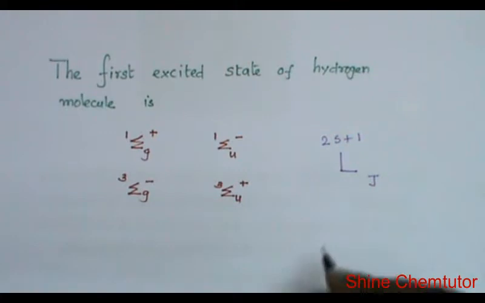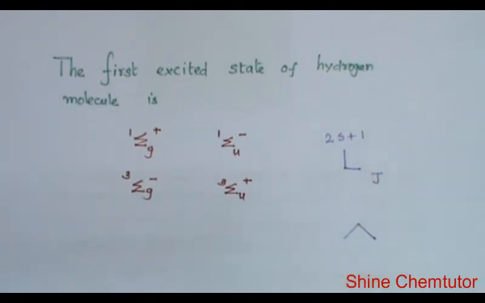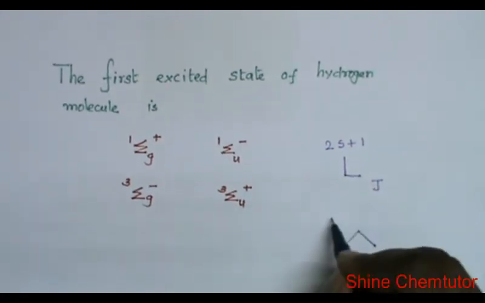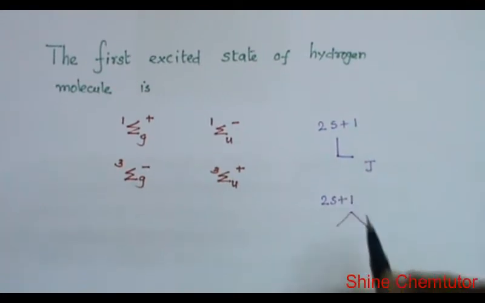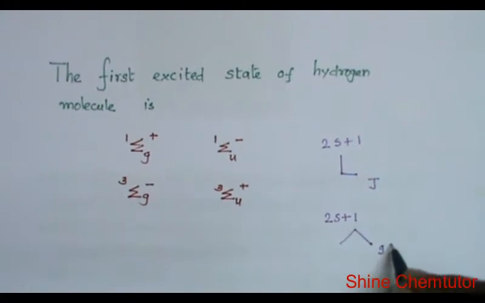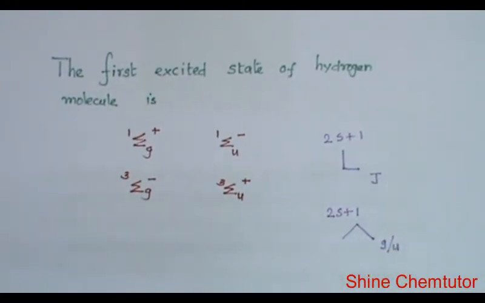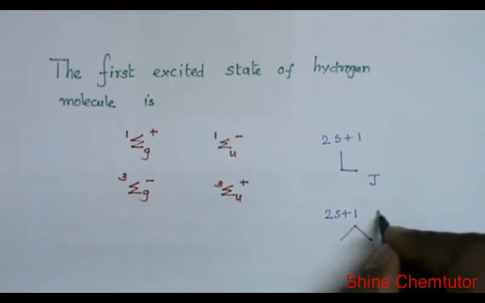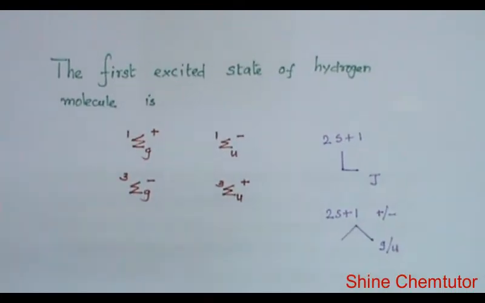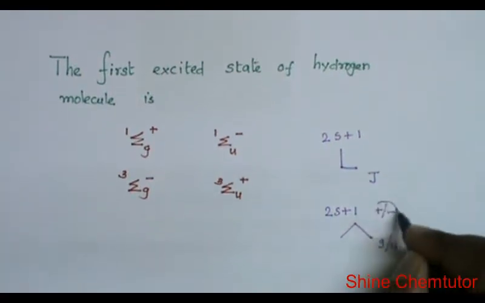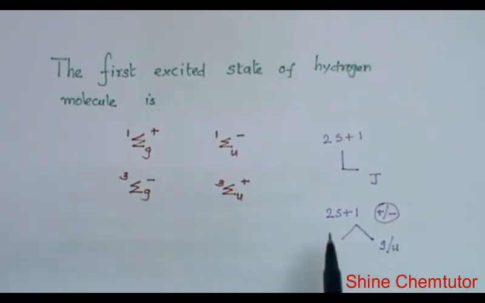We have a similar representation for molecules also. Here we go for lambda instead of L. The spin multiplicity will be same. Here we go for either G or U. We go for parity, gerade and ungerade. In addition to that, we go for plus or minus sign, which represents the plane of symmetry, the reflection plane in the molecule. Generally, we don't bother much about this. We go for only these 3.